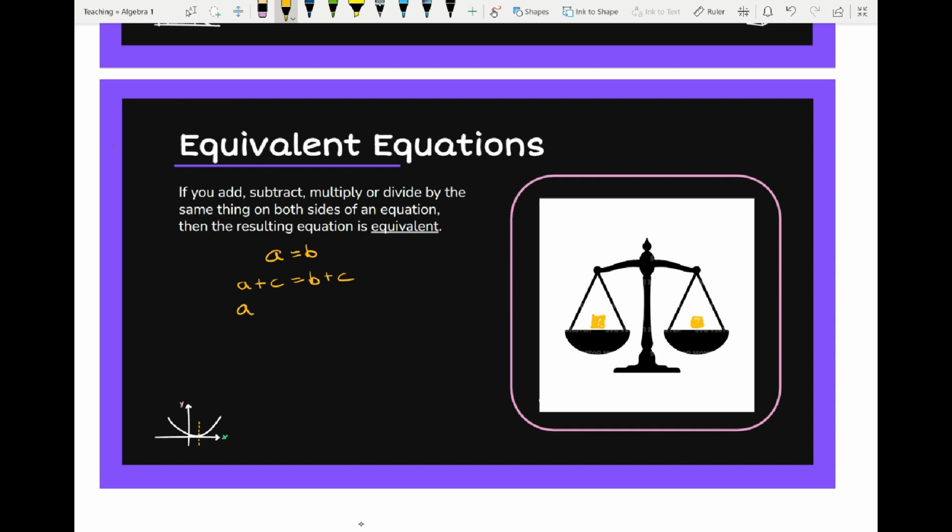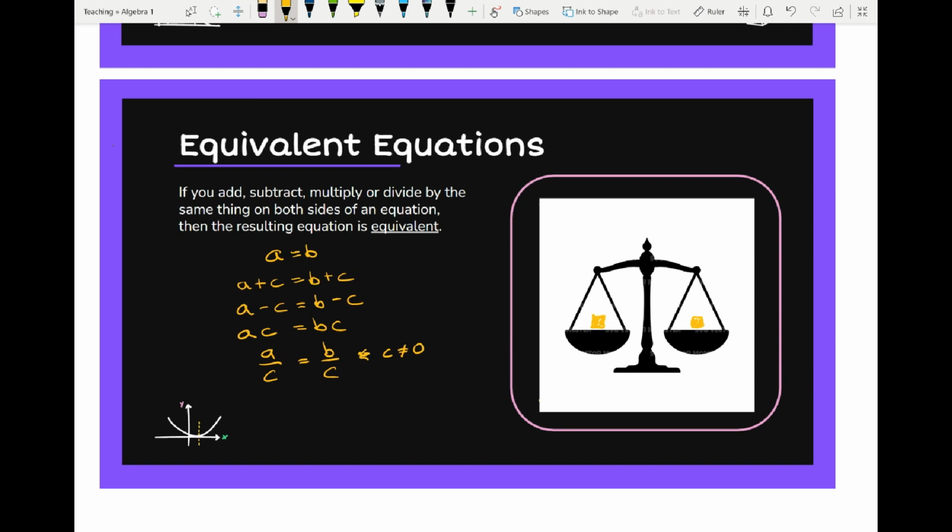If I subtract something, I have to subtract it from the other side. If I multiply something, I have to multiply it to the other side. And finally, if I divide, I can divide the other side as long as C is not 0, right? I can't divide by 0 on both sides of an equation.